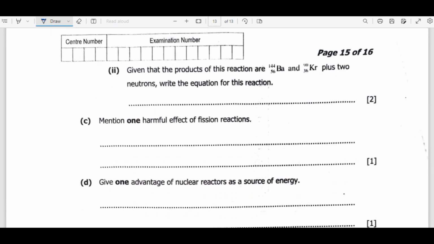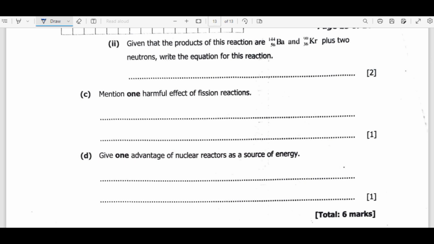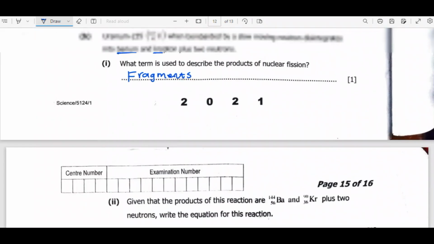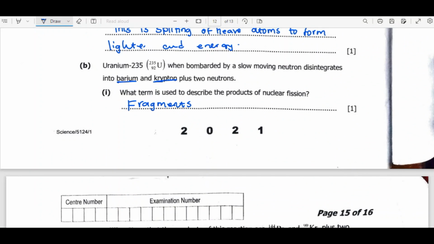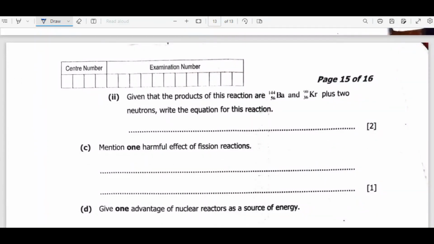Then Roman numeral 2, given that the products of this reaction are barium and krypton plus 2 neutrons, write the equation for this reaction. So we go back to our question. So the parent atom is uranium with the mass number of 235 and the atomic number of 92. So it's what we are going to use. So uranium 235, 92. Now we are told it is bombarded, so we need to add 1 neutron here.